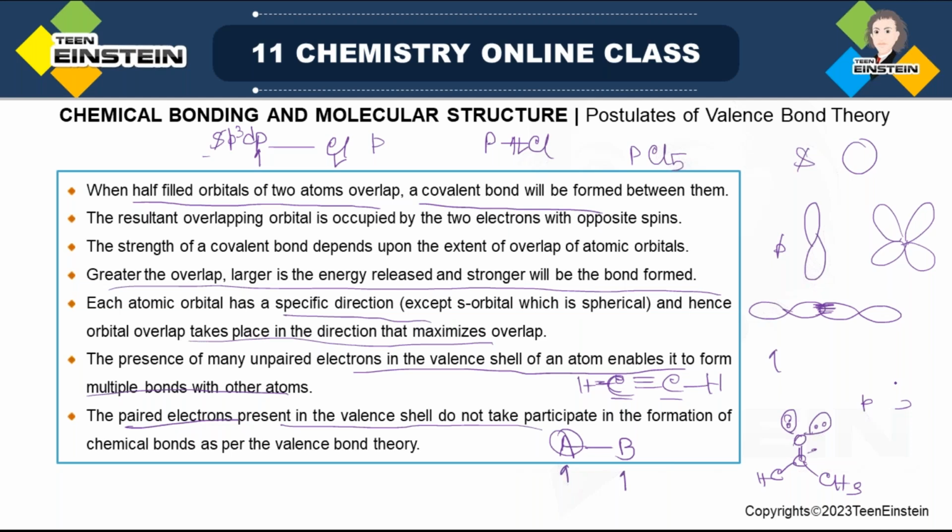If they were taking part in bond formation, that means the pair must be broken, and then only bond formation is possible. So for oxygen, you can see these 2 electrons are not part of bond formation. They are basically a pair of electrons, a lone pair, so they do not participate in the formation of chemical bonds as per this theory.